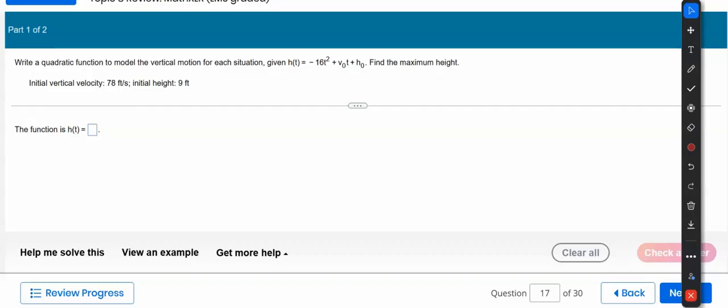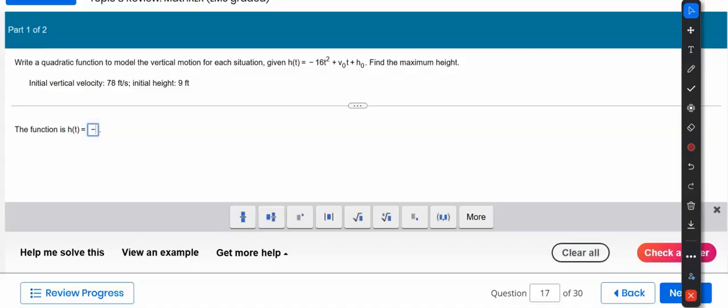Write a quadratic function to model the vertical motion for each situation. So then I knew how to do this, and then the next part was how to find the maximum height. I didn't know. Okay, all right. Well, tell me what to do for this. So it'd be negative 16 t squared, plus 78t, plus 9. Good.